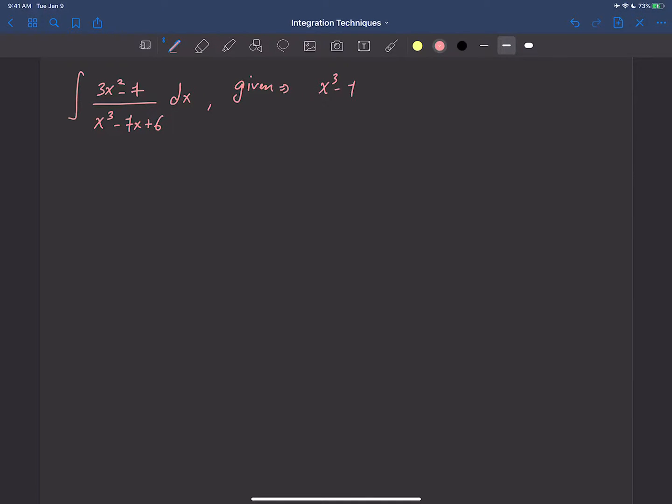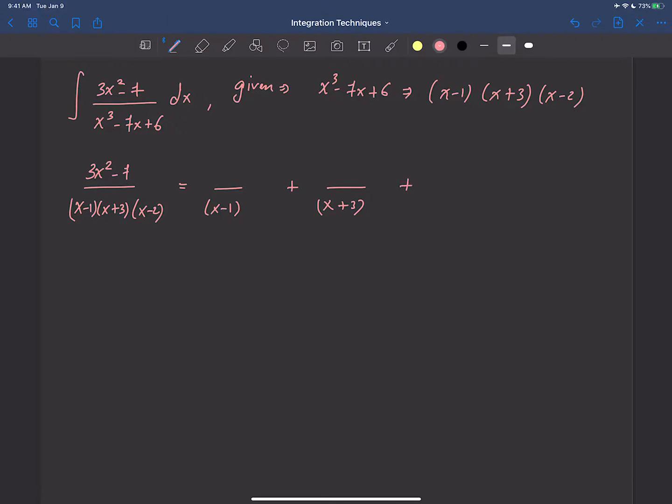Given that x cubed minus 7x plus 6 can be factored into x minus 1, x plus 3, and x minus 2, then our expression can be written as 3x squared minus 7 over (x minus 1)(x plus 3)(x minus 2) equals... we've got to break them up into 3 separate terms. So something over x minus 1, plus something over x plus 3, plus that over x minus 2. And the tops are going to be constants, because they're all linear factors.